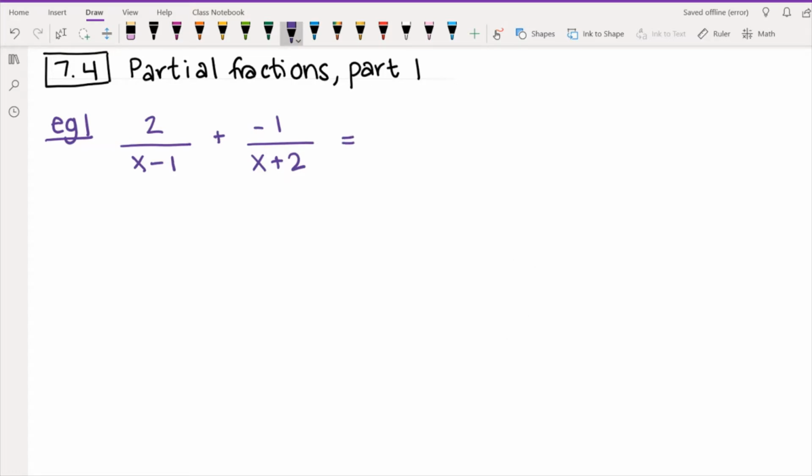So how would we do this? Well, in this case, because the two denominators have no common factors, we need to multiply each fraction by the denominator of the other over itself. So for the first fraction, that means we're multiplying by x plus 2 over x plus 2. And then for the second fraction, we're multiplying it by x minus 1 over x minus 1.